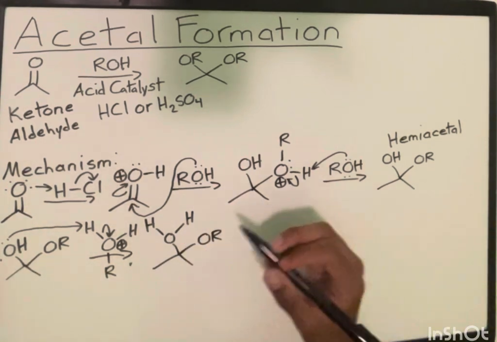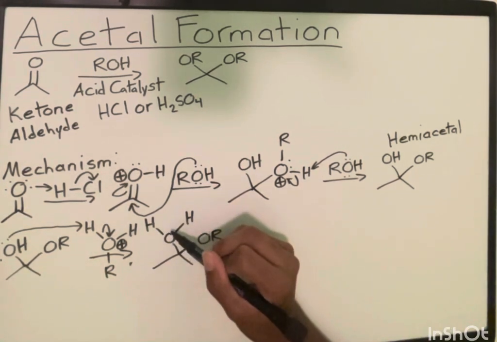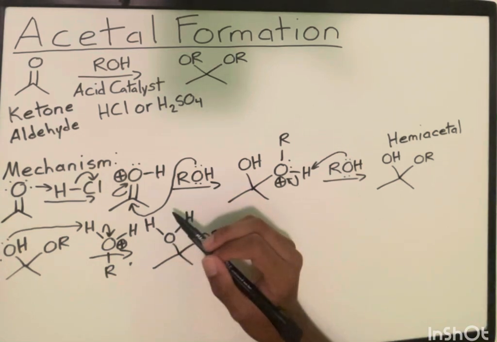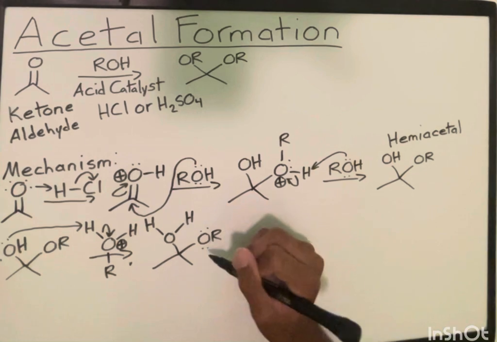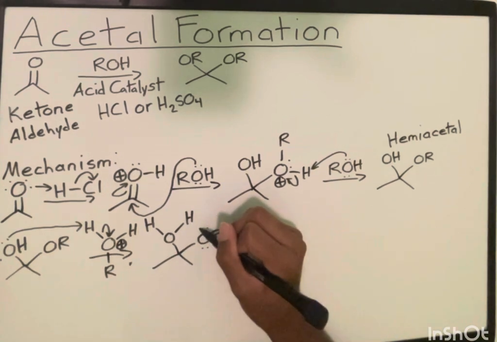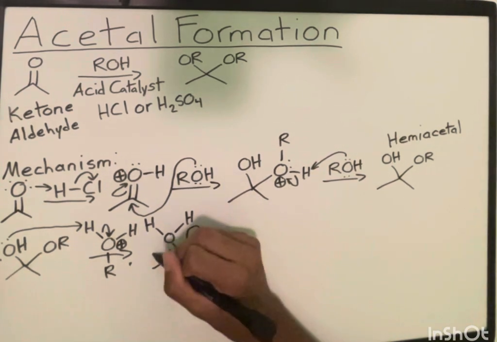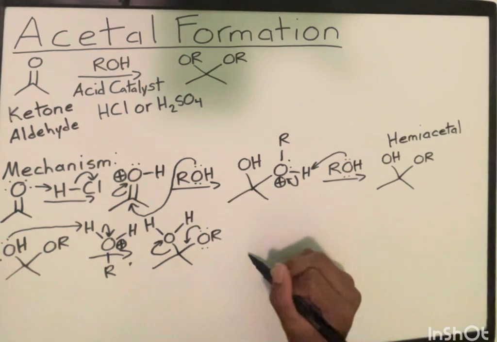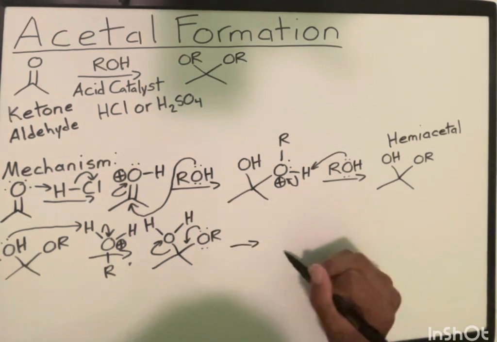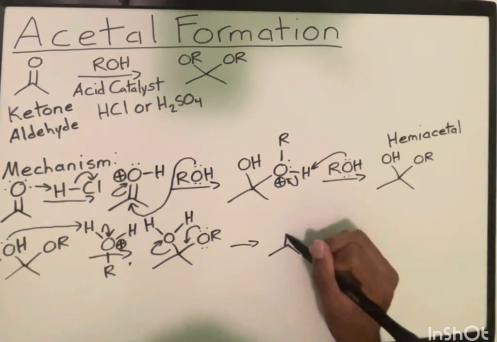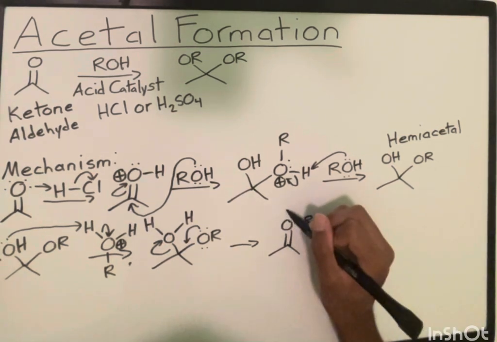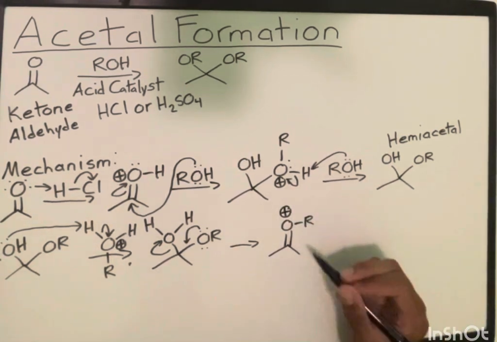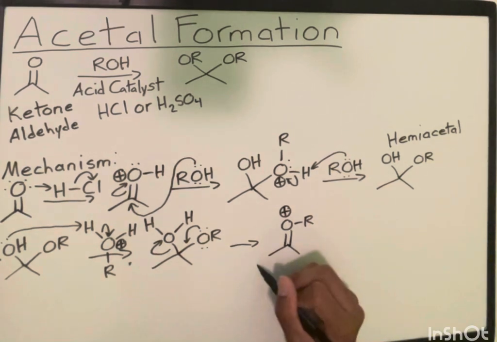So now we're going to take this part of the molecule and we're going to force it out as a leaving group, which will just be water. And the way we do that is we're going to take one of the lone pairs on this OR, we're going to form a double bond, and we're going to force this molecule out. So now what we get, bond's still there, and now we have a double bond to our O. And this molecule right here is called an oxonium ion.